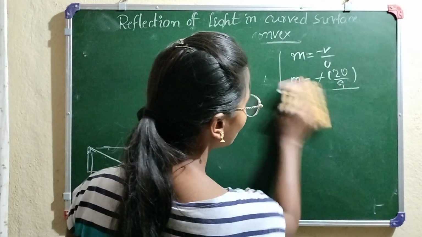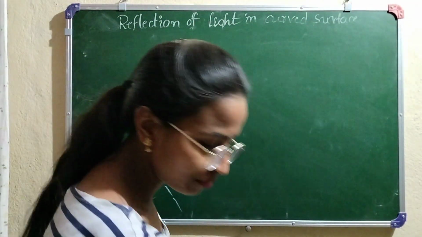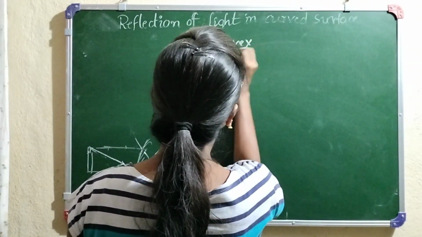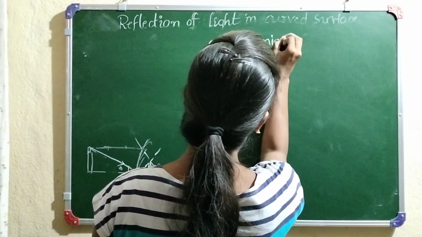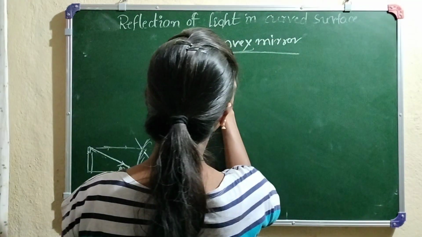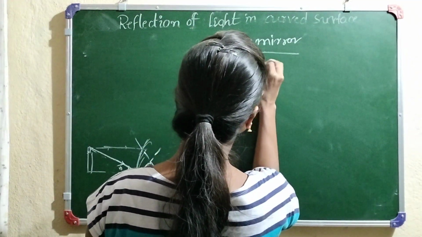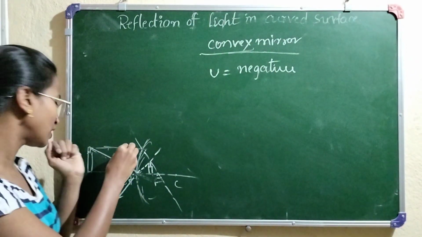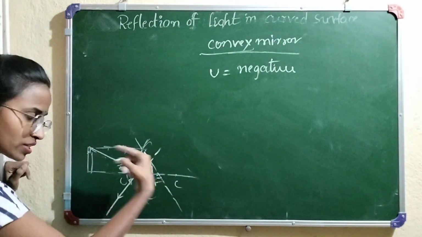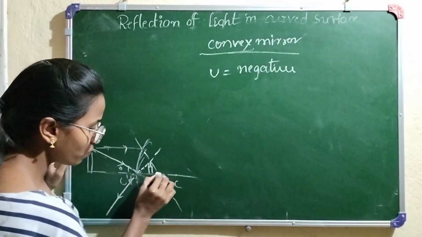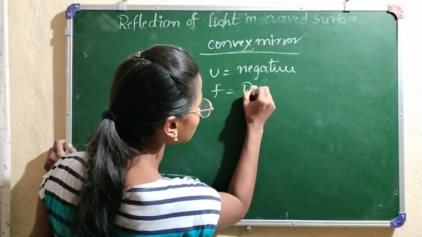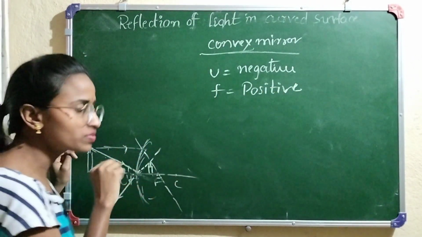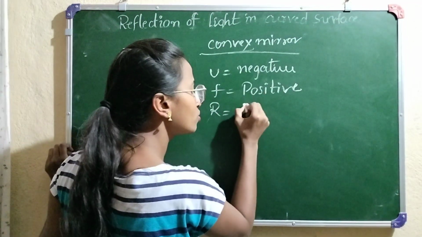So in the case of the convex mirror, let me write short notes like last time. In the case of the convex mirror, u is always negative, because we are measuring the u value in the opposite direction to the incident ray, right? It is always negative. And focal length is always positive, because we are measuring focal length in the same direction as the incident ray. Radius of curvature is also always positive.